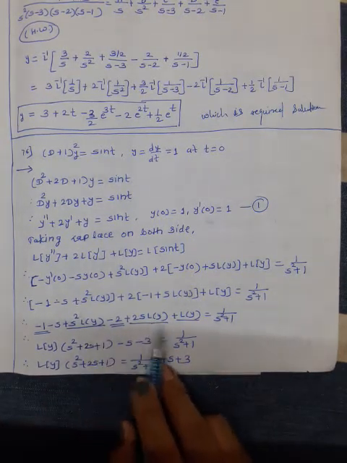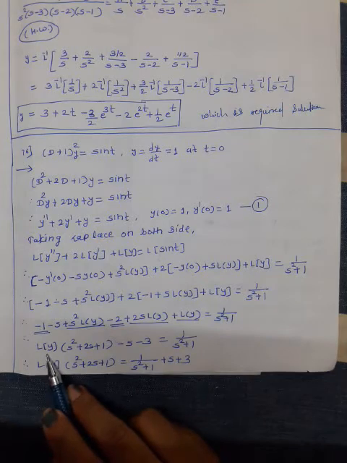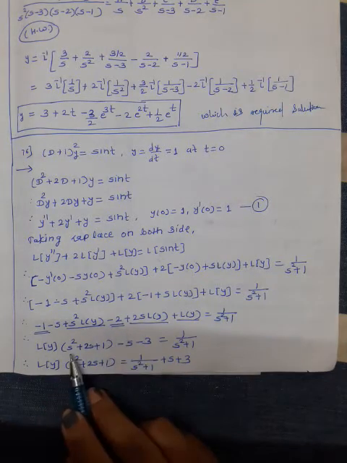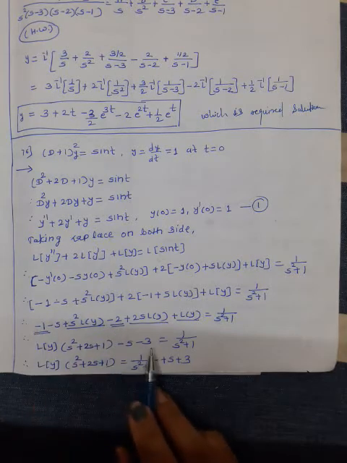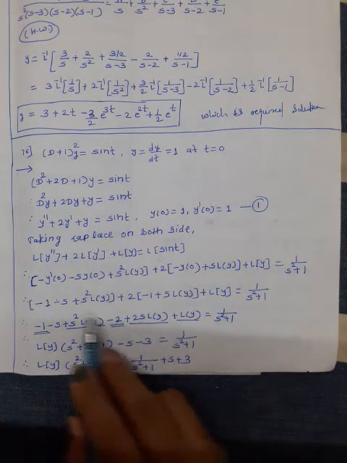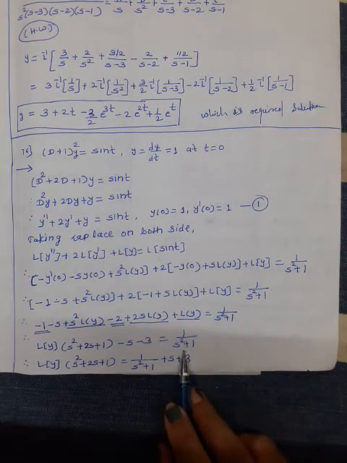First, L of y terms are 3. Take the common L of y. We get s square plus 2s plus 1 here, and minus s as it is. Minus 1 minus 2 becomes minus 3. Okay, all terms get covered here, is equal to 1 upon s square plus 1.